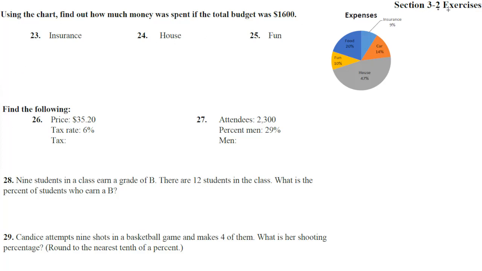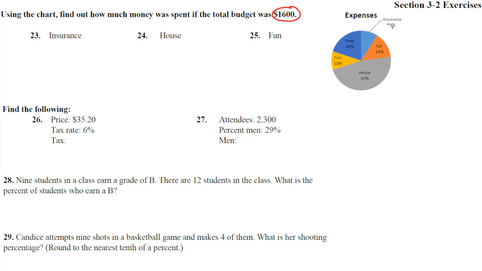Here we are in section 3-2, exercises numbers 23 through 29. Now, these first three, it says using the chart right over here, find out how much money was actually spent if the total budget was $1,600. So everything is in reference to $1,600. That would be the whole pie. And here we have this pie chart.